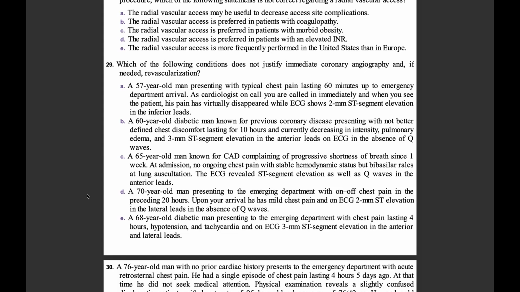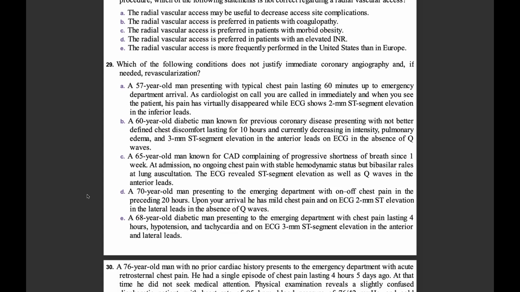Then option C, a 65-year-old man known for coronary artery disease, complaining of progressive shortness of breath since 1 week. At admission, no ongoing chest pain, with stable hemodynamic status, but basilar rales at auscultation, and the ECG revealed ST segment elevation as well as Q waves in the anterior leads.